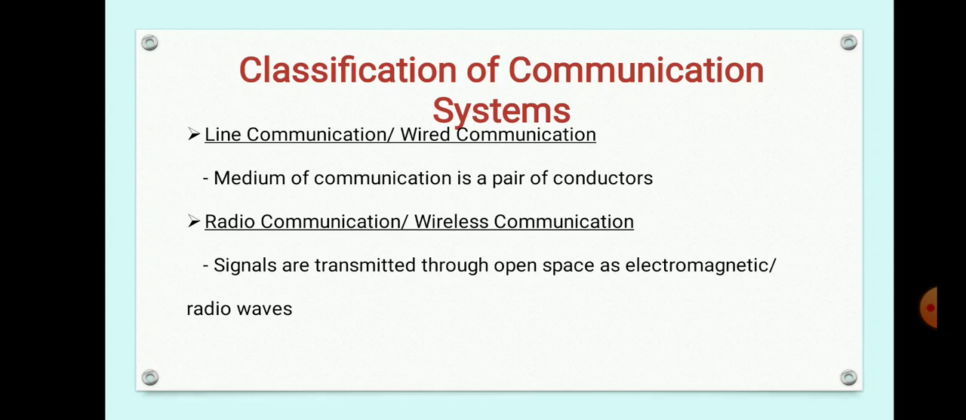based on the channel used, that is, based on the medium or channel used for communication. Communication systems can be classified into two types. They are line communication and radio communication. Line communication is also known as wired communication. In this, the medium of communication is a pair of conductors. That is, the transmitter and receiver are connected by means of conductors. The conductors can be wires, cables, optical fiber cables, etc.